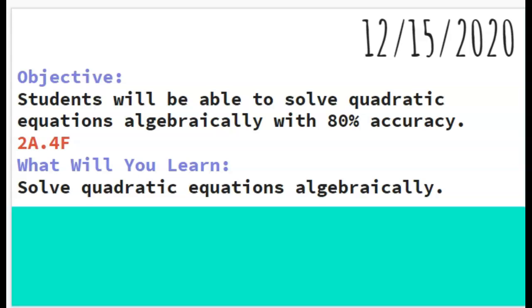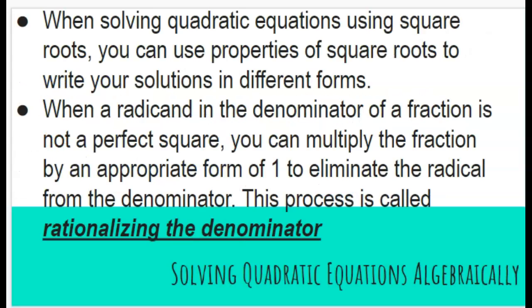Now remember, what makes a quadratic equation is the square. So we're going to use the inverse of squaring a number, and so what you're going to see is a radical, the square root bar. So long story short, here are some properties that we will use today.